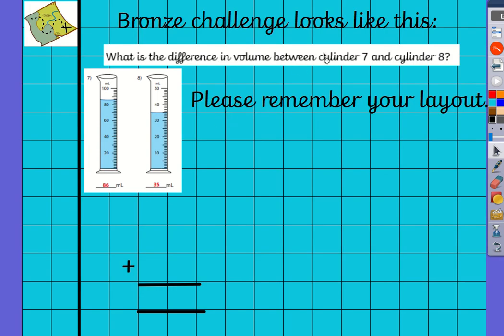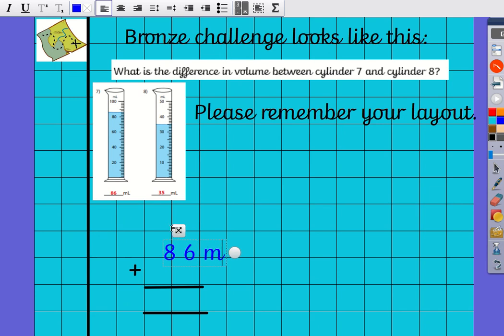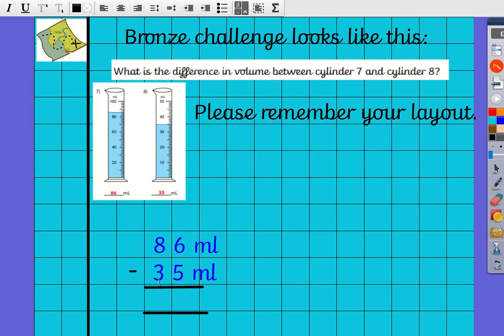So, bronze children, this is the kind of question you're going to have. What is the difference between cylinder 7 and cylinder 8? So let's have a look. Here's cylinder 7 and here's cylinder 8. And cylinder 7, we've been told, has got 86 millilitres in it. And we've been told that cylinder 8 has got 35 millilitres in it. So we now need to work that out, but we are not doing addition today, we are doing subtraction, aren't we? And we always start in our ones column, just in case we need to exchange.